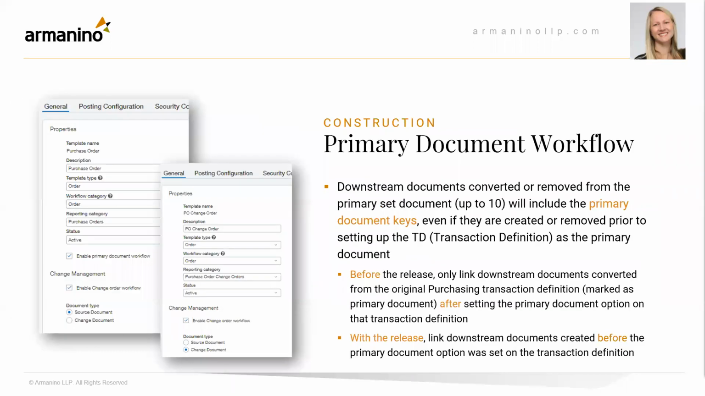All right. Within the construction module, we have the primary document workflow. So this is related to change orders and the original order. So before the release, you could only link downstream documents converted from the original purchasing transaction definition that are marked as primary document. And then after setting the primary document option on that transaction definition, with this new release, you can link downstream documents created before the primary document option was set on the transaction definition. So this is good for any cutover templates or cutover items that you'll be bringing in.